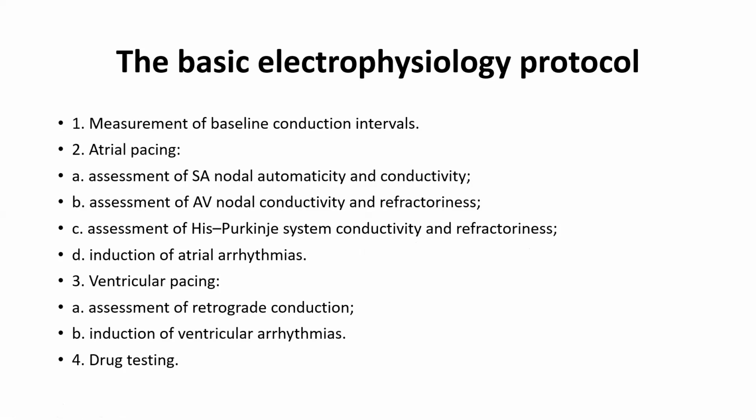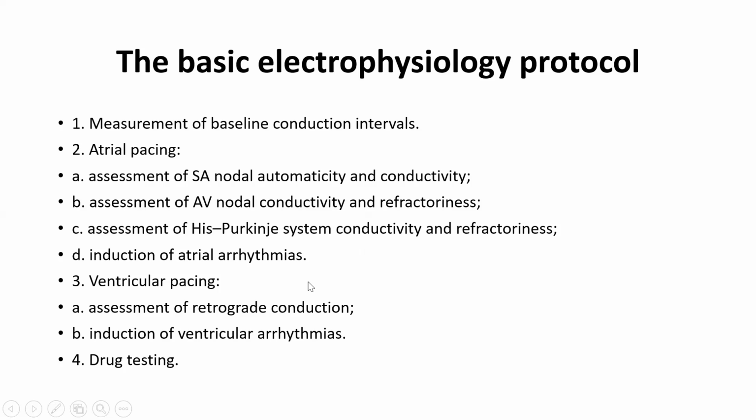Then for the ventricular protocol, what we are basically testing is to induce arrhythmia and also their retrograde conducting property. We know, as we said, there can be retrograde conduction from the ventricle to the atrium, which we call the VA conduction. Also, we test different drug properties along the tissues. So the antiarrhythmic agent properties can also be tested during EP study.